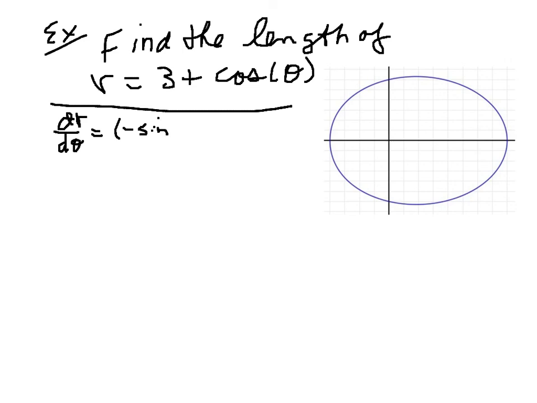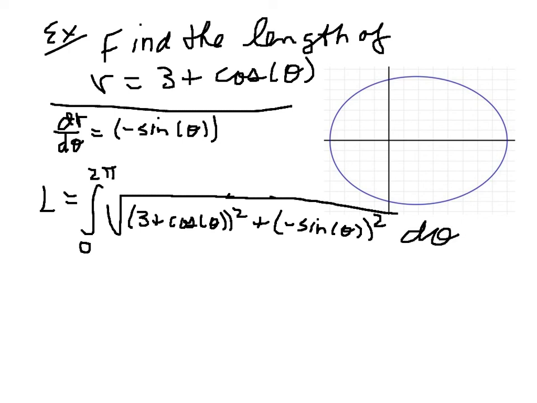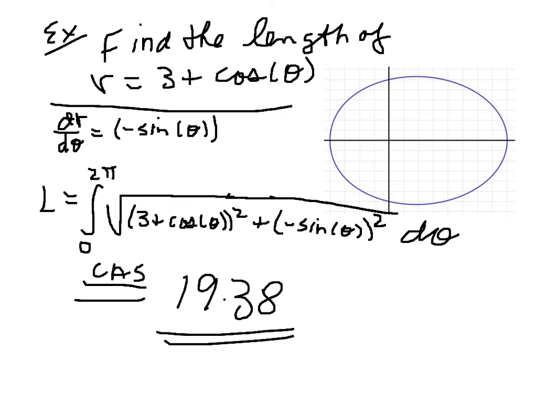So therefore the length is going to be the integral from 0 to 2π of the square root of r², which is (3 + cos θ)², plus (dr/dθ)², dθ. And again, of course, with a CAS machine, we will learn that this total circumference is about 19.38. And there you go.